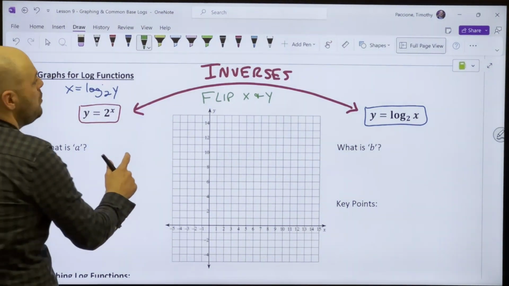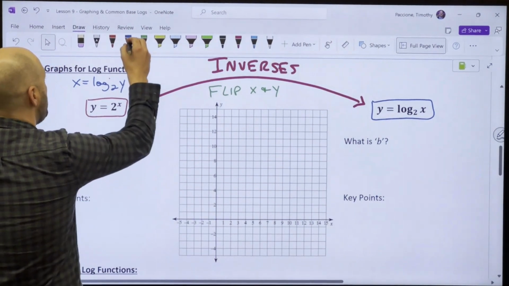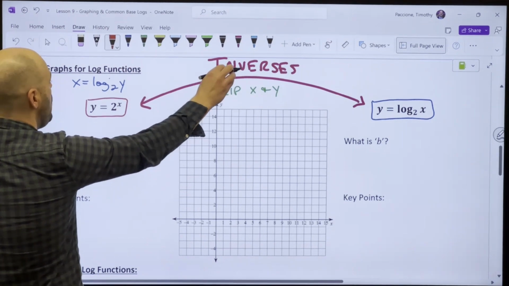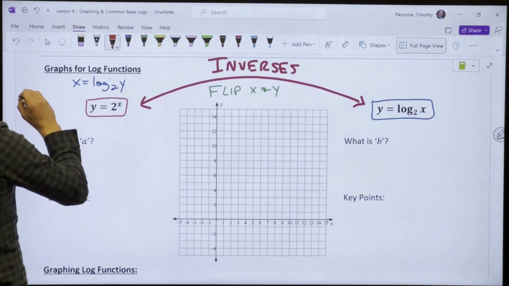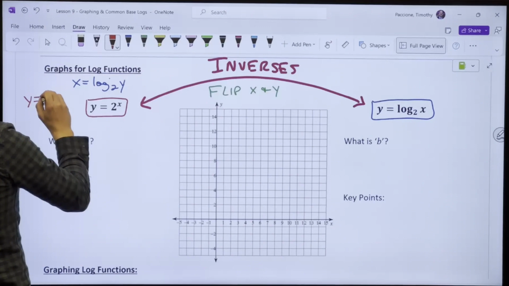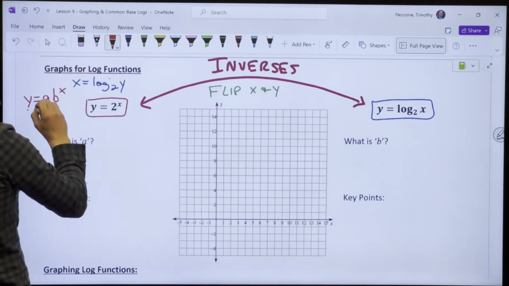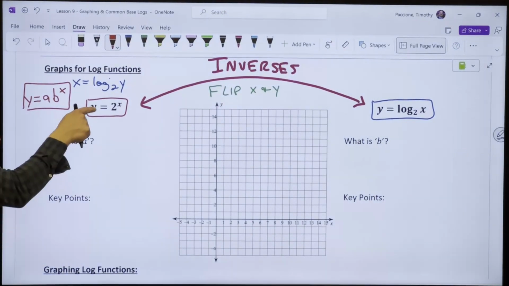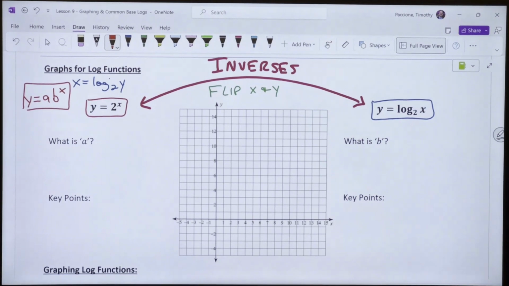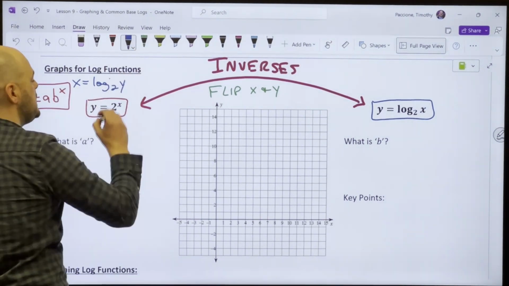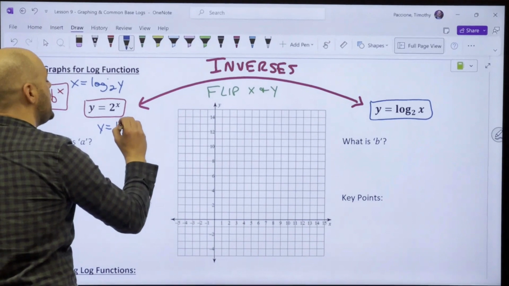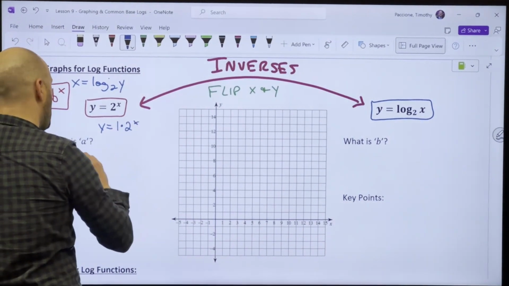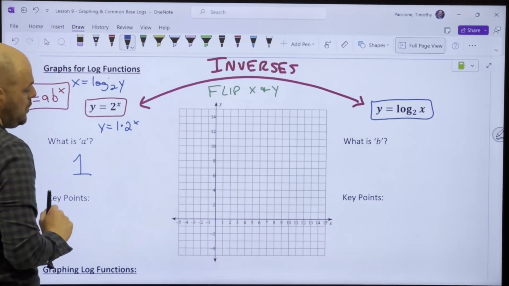So let's start with some pieces here. A little review of graphing exponential equations. This will be helpful for your quiz. So remember, it's y equals a times b to the x. That's an exponential equation, right? What is the a here? It's 1, right? This is really saying y equals 1 times 2 to the x. So our a is 1. What is our b?